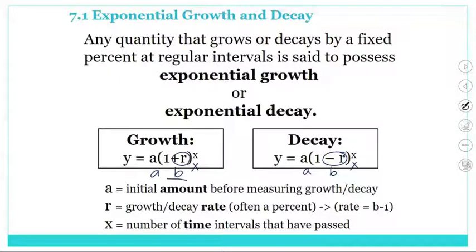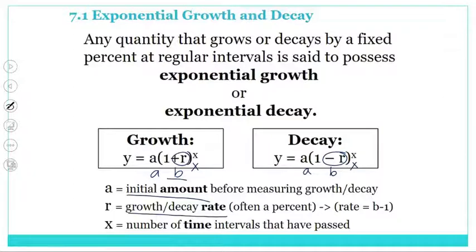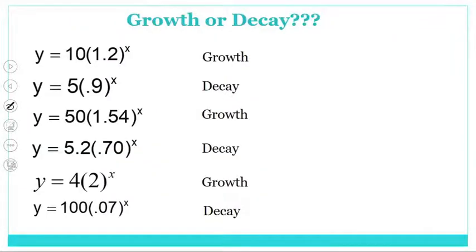Okay? So A, like I said, is typically referencing an initial amount. R, in this case, would be your growth or decay rate, often given as a percent. X is usually a reference to time. Our exponent, or the variable in this case, is usually a reference to time. All right, so I want to find the rate of growth or rate of decay on these problems. And a quick way of doing that is to look at your function.